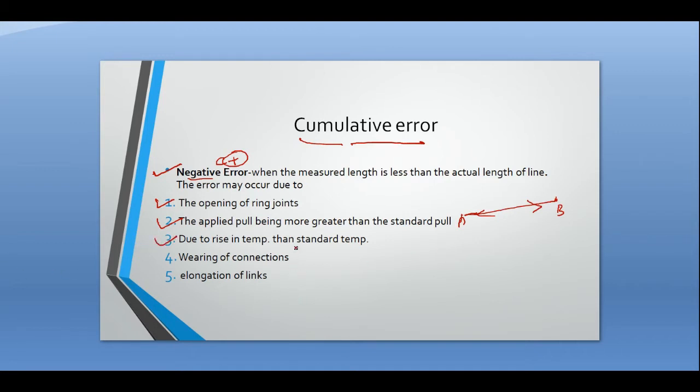The third one is due to the rise in temperature. When there is a rise in temperature, your chain length is incorrect, it is more, so obviously error will be negative, correction will be positive here. And wearing of connections means, when we talk about the chain, it is having a lot of links and connections. So due to a large time, there is wearing of connections and it is not properly maintained. And the last one is elongation of links. So these are all the cases when there are cumulative error conditions.